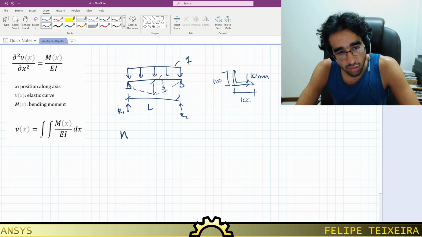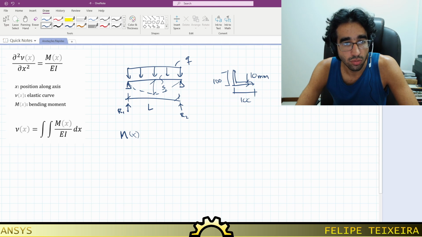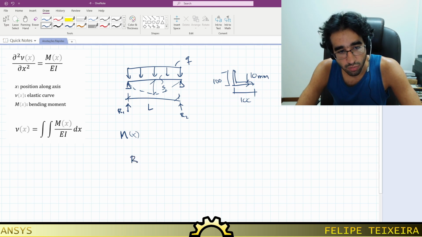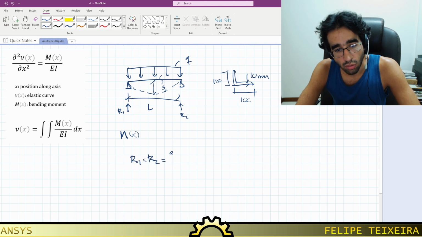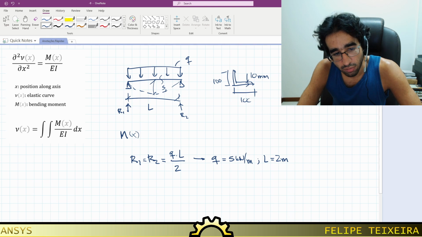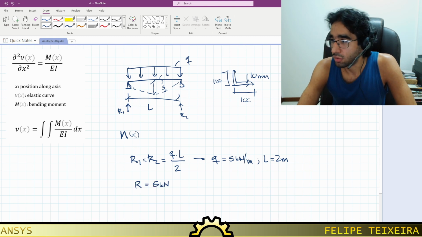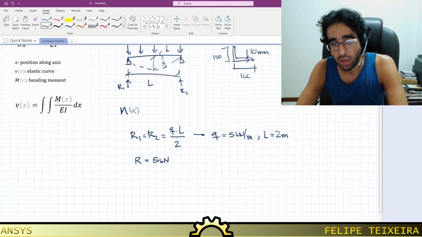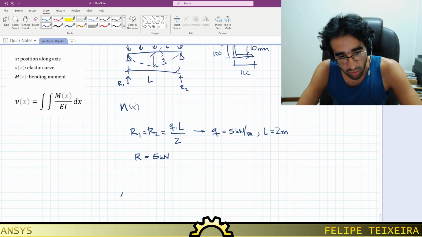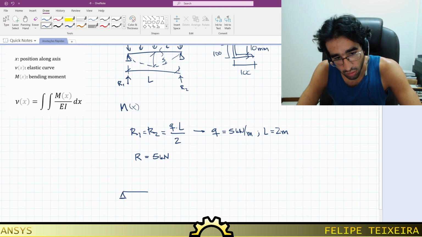And then I'm going to calculate the function m of x. So by symmetry here, I know that R1 is equal to R2, and both of them are equal to the load times the length of the beam divided by 2. We have that the reactions are equal to 5 kilonewtons. So now that we have the reactions, we can draw a diagram of only a fraction of the beam.